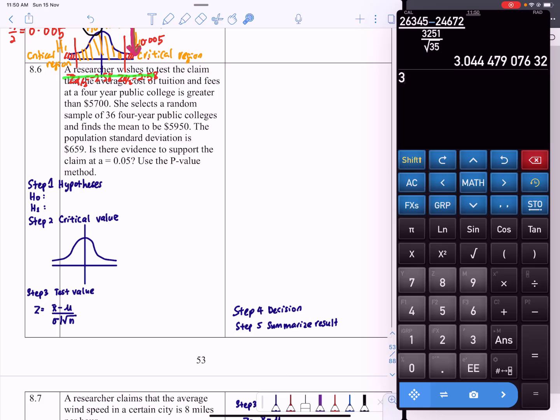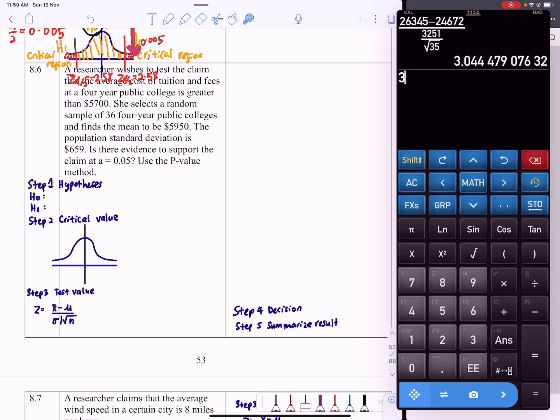A researcher wishes to test the claim that the average cost of tuition and fees at a 4-year public college is greater than 5,700. She selects a random sample of 36 4-year public colleges and finds the mean to be 5,950. The population standard deviation is 659. Is there enough evidence to support the claim at alpha 0.05? Use the p-value method. Now we use the p-value method.